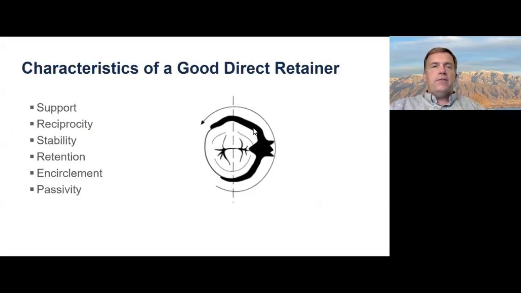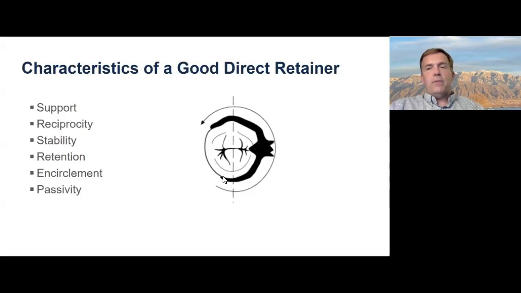Reciprocity, let's say that this has a buccal retentive arm. Well, a retentive arm is only retentive if it's resisted by something else. So in other words, if this clasp didn't exist, this clasp wouldn't really be retentive. So whenever we have retention on one side of the tooth, we need to have reciprocity with either a clasp or a guide plane or something on the tooth to make the retention actually work.